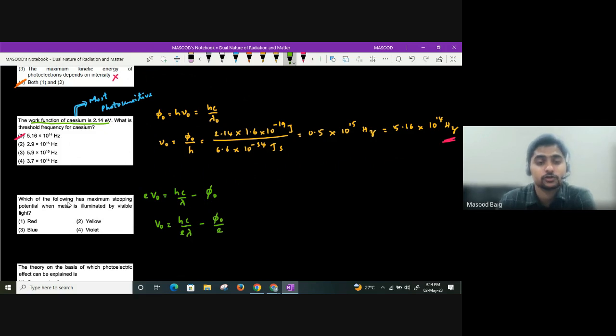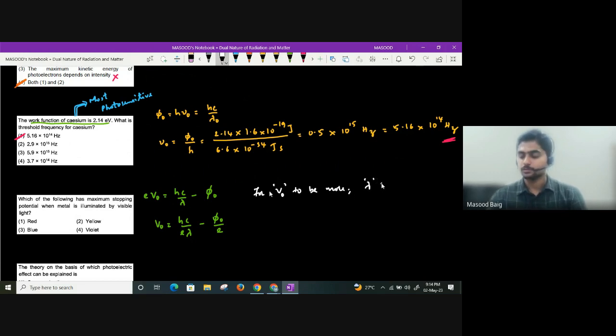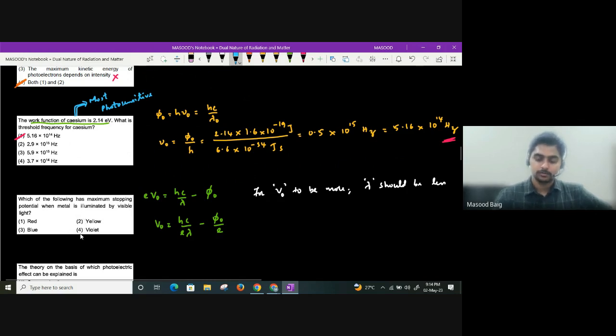They are saying which of the following has maximum stopping potential when the metal is illuminated by visible light. Visible light means 7 different colors again. Which will have maximum stopping potential? For V naught to be more, what should lambda be? Because they're inversely proportional, lambda should be less. So out of the given options, which one will have the least value of lambda, guys? Obviously, we know violet is going to have the least value of lambda again. Clear, everyone?